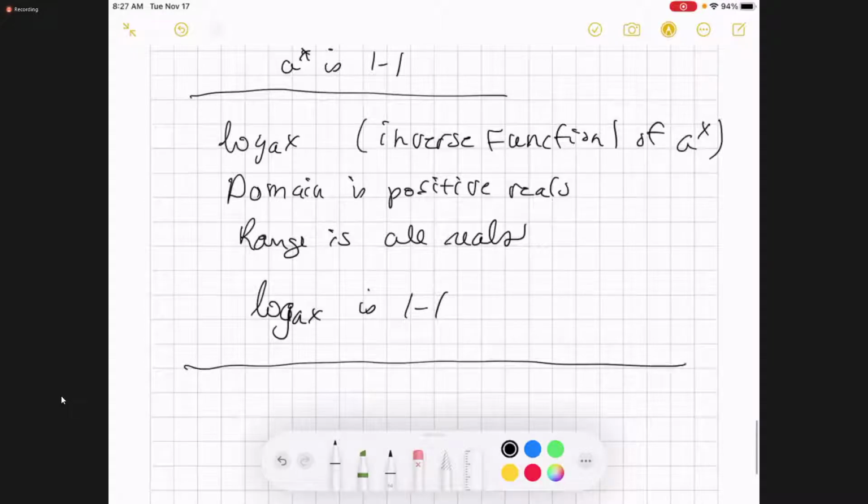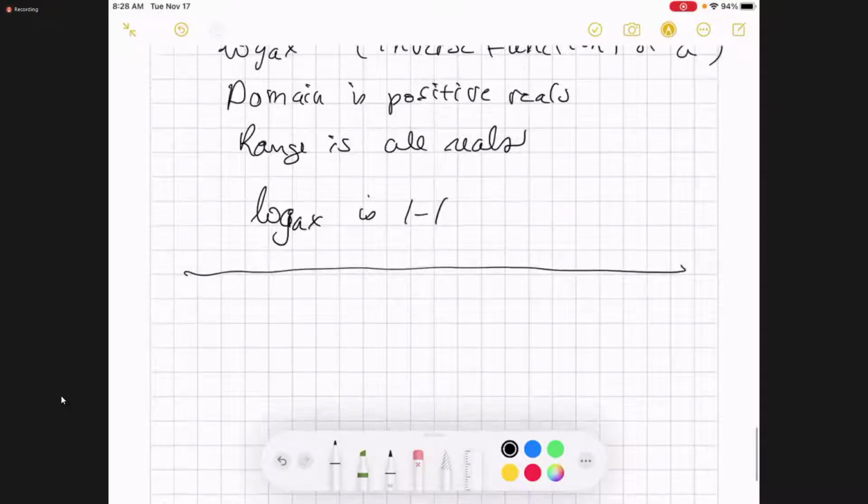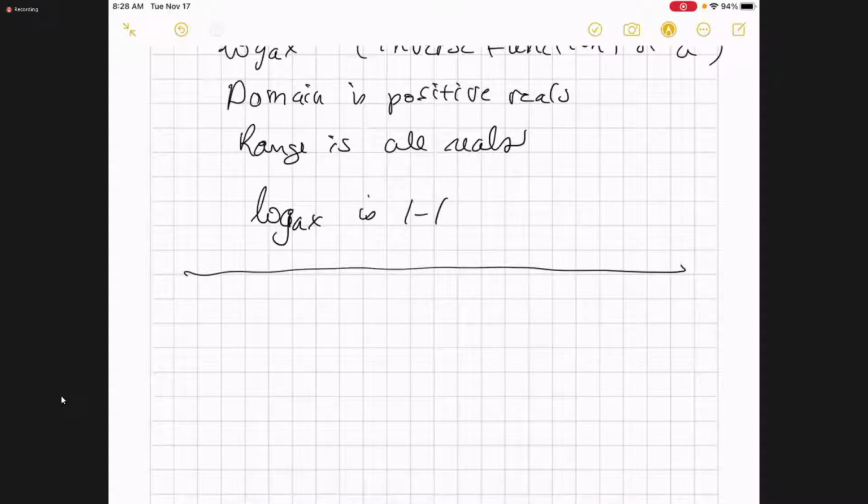All right, so let's do some problems. In fact, you've got a lot of homework problems on these. So how about we differentiate?